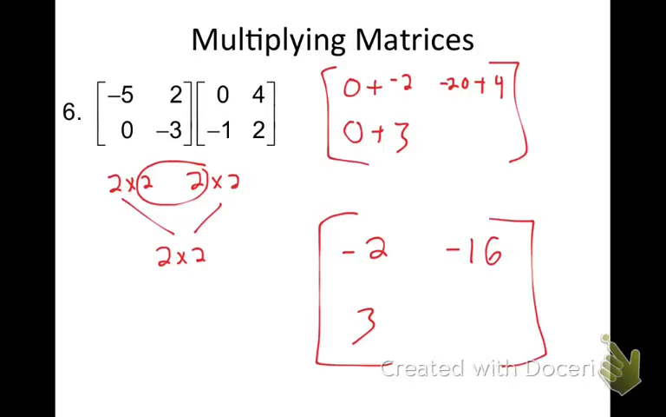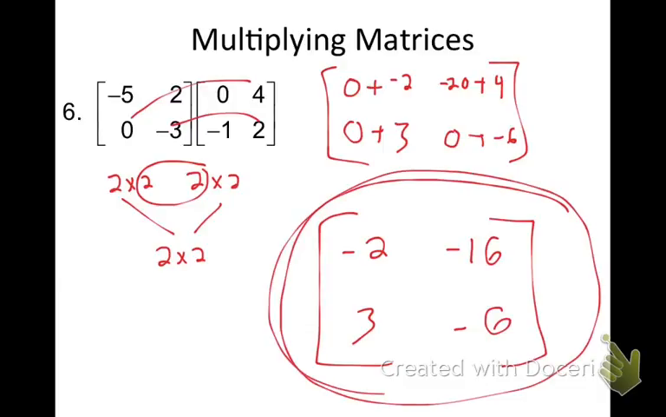And lastly, 0 times 4. Plus negative 3 times 2. 0 plus negative 6 is? Negative 6. So I have negative 2, negative 16, 3, and negative 6. Very good.